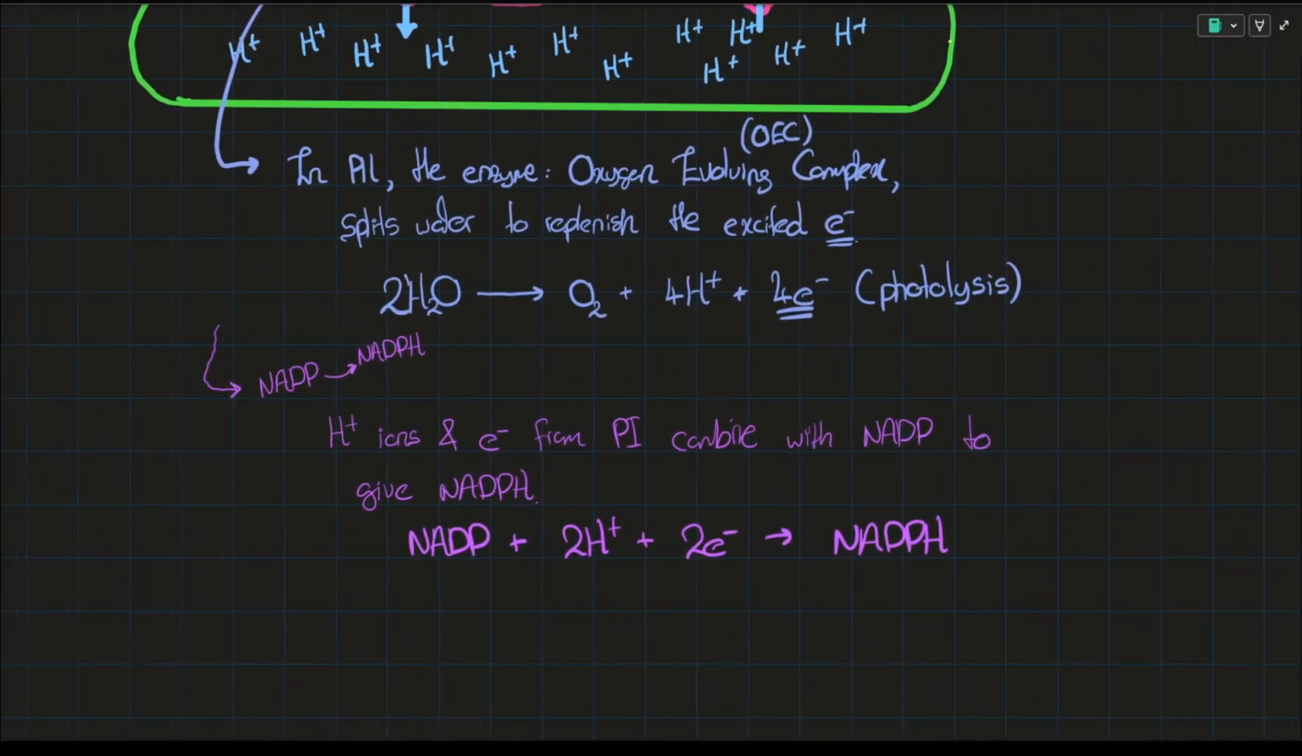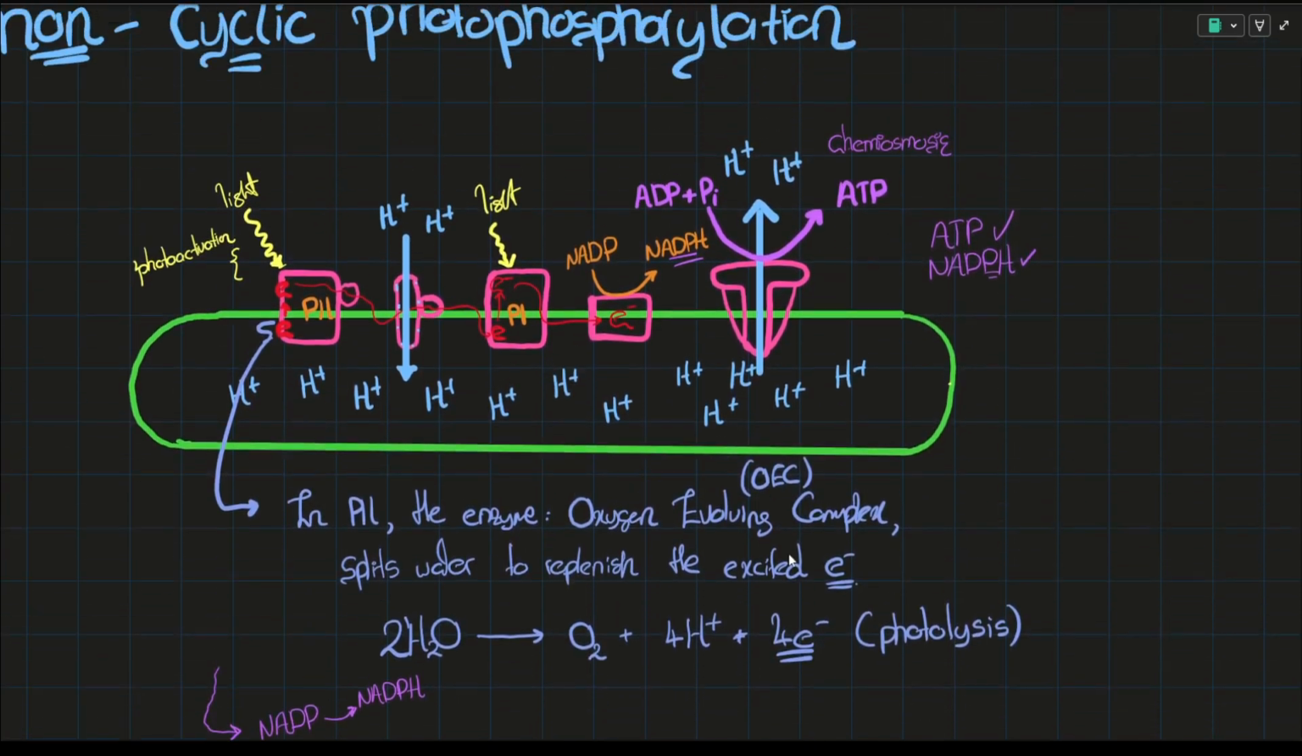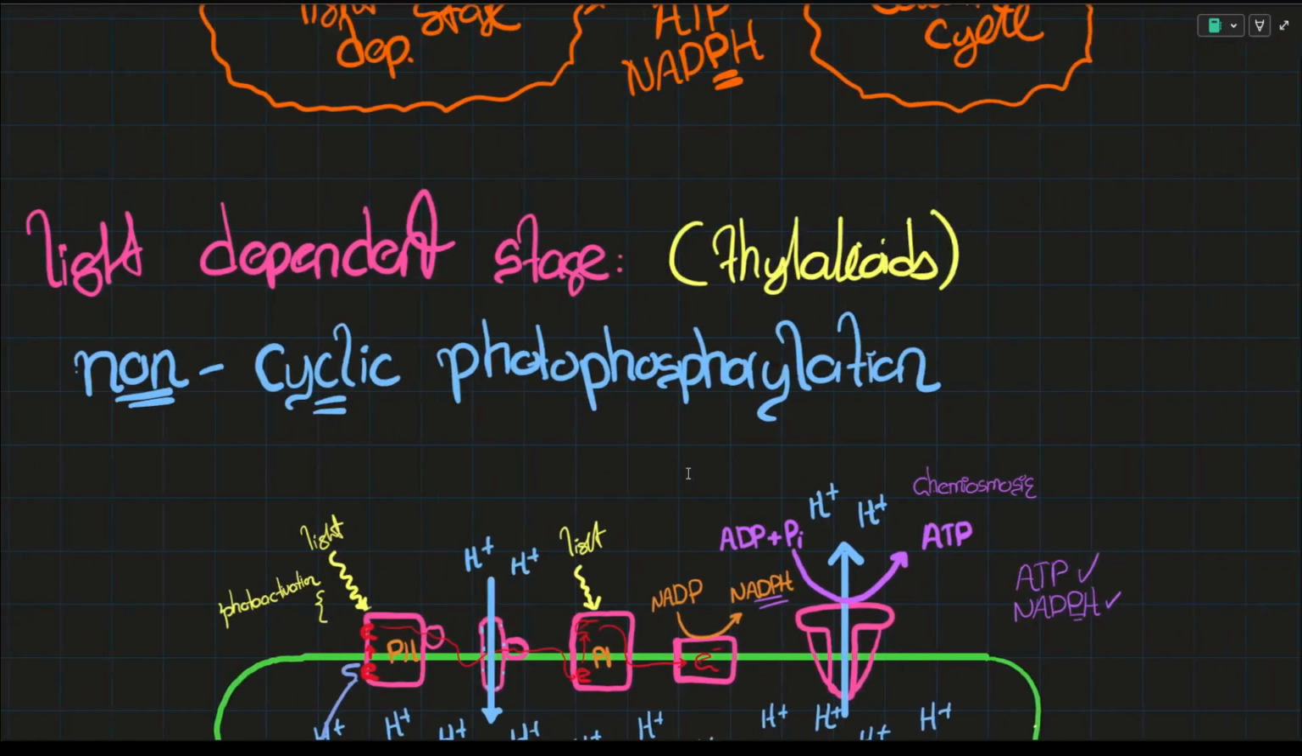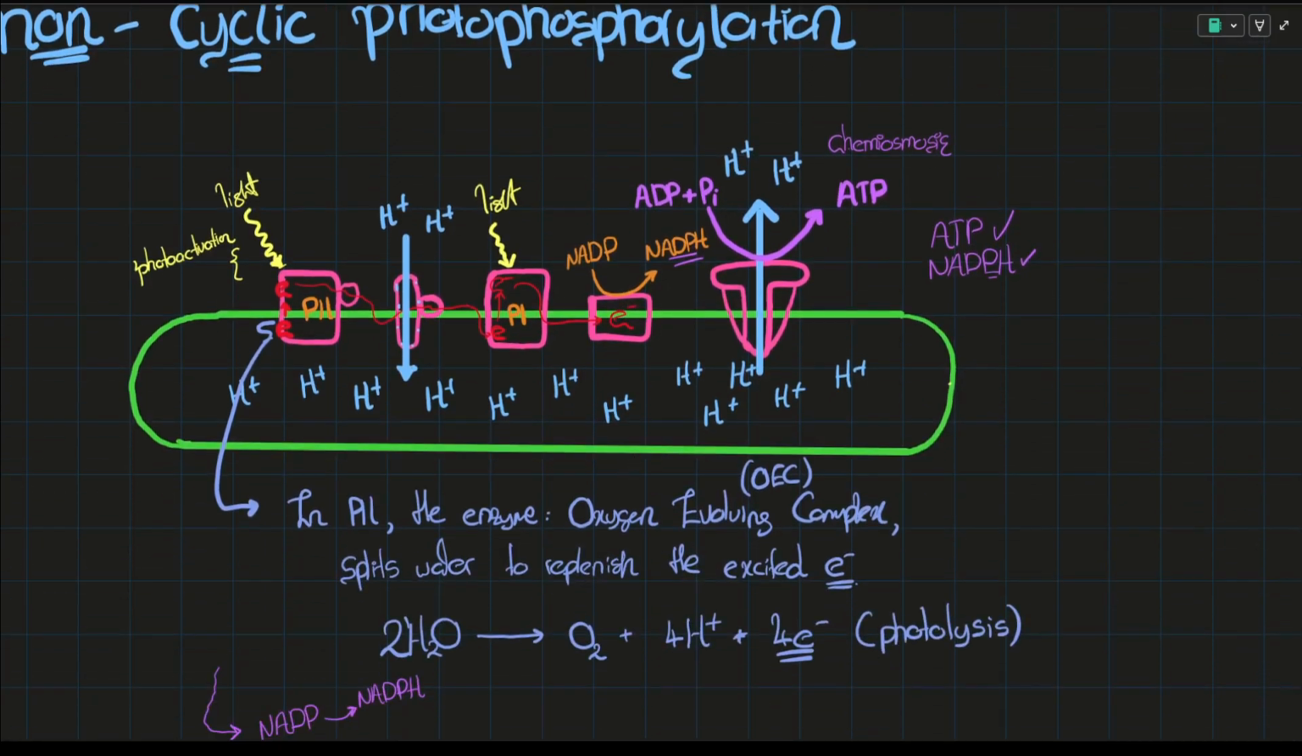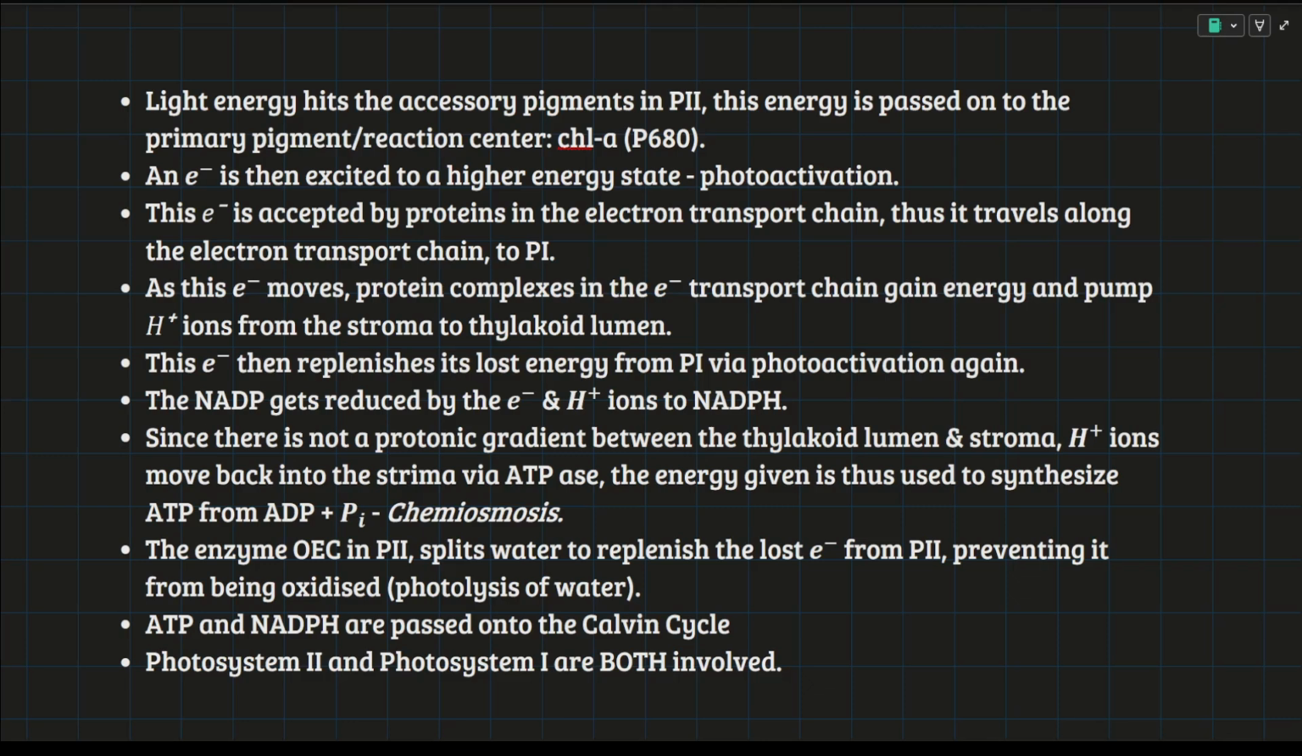Those are the overall reactions that are taking place in the thylakoid membrane and the thylakoid lumen to bring about non-cyclic photophosphorylation. And hence this is a detailed breakdown of what is happening in a paragraphic form. First of all, light energy hits the accessory pigments. We know that's how it happens. And then that energy is going to be transferred onto the primary pigment, which is chlorophyll A.